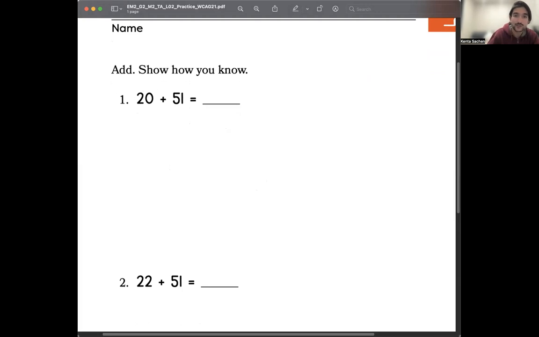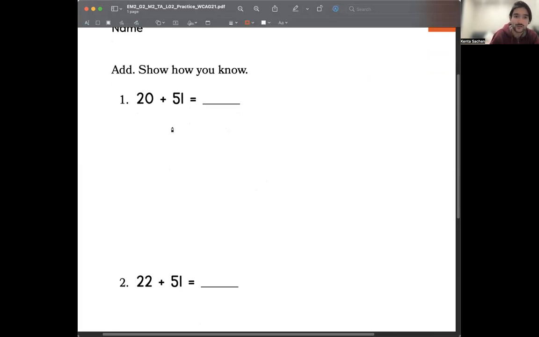So first, our number 20. 20 is just 20 and 0. That's pretty easy, right? 20 and 0. Because there's 0 ones. Next, 51 is 50 and 1. 5 tens and 1 one. Okay, so for every number that we see, we're going to break it down by our tens and our ones, right? 20 and 0, or 50 and 1.